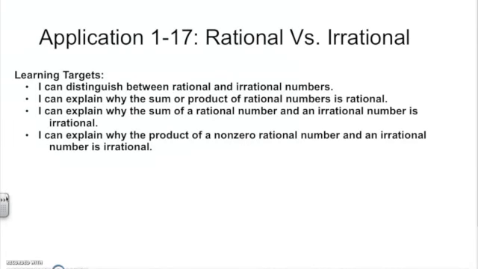Alright, just to recap our learning targets, they are kind of lengthy for this particular lesson. They are, I can distinguish between rational and irrational numbers. I can explain why the sum or product of rational numbers is rational. I can explain why the sum of rational numbers and irrational numbers is irrational. And I can explain why the product of non-zero rational numbers and an irrational number is irrational.